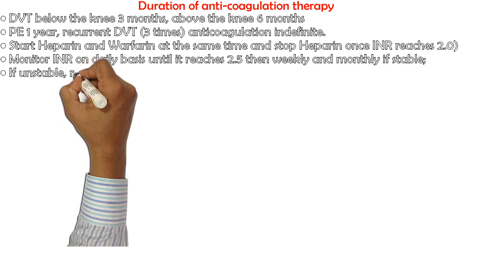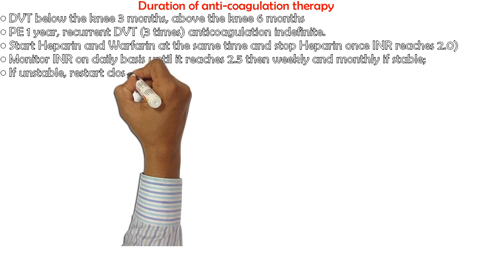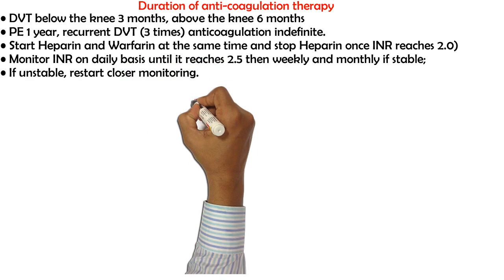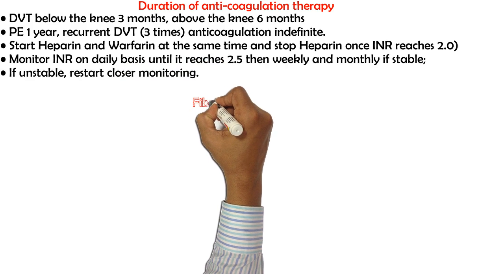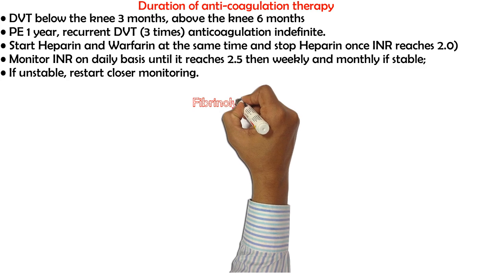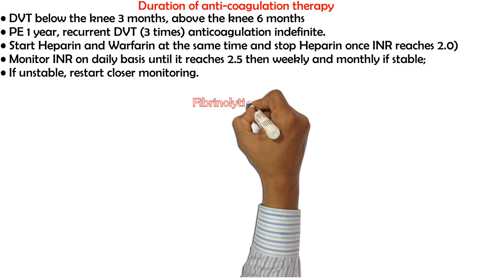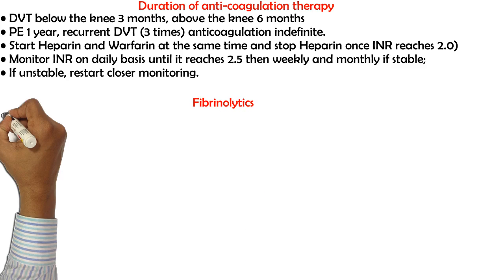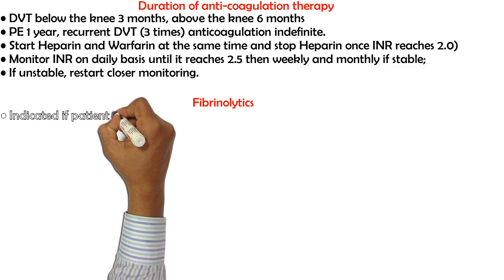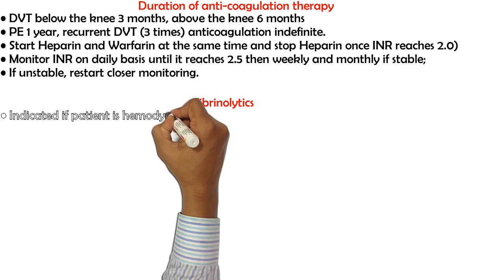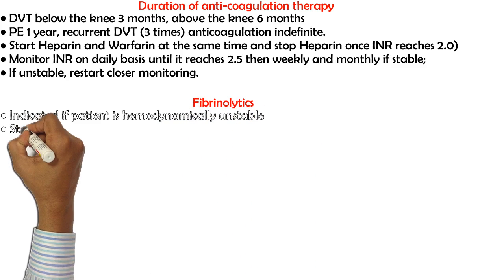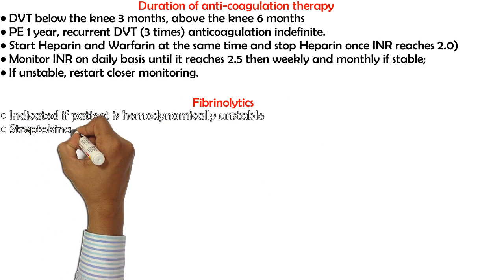Let us talk about fibrinolytics, which is another important tool of managing especially the submassive and the massive types of pulmonary embolism. This one is oftentimes indicated in the patients who are hemodynamically unstable. That's why we reserve it for the submassive and the massive type. Commonly, we use streptokinase, which is given as 250,000 international units IV over 30 minutes, and this is followed by 100,000 international units per hour, for 24 hours.